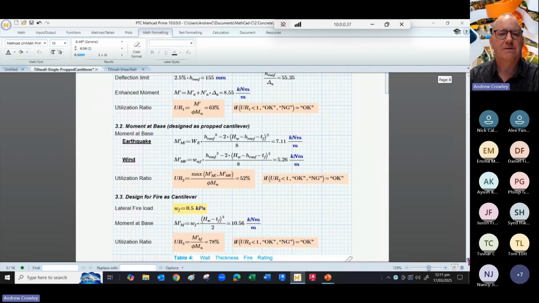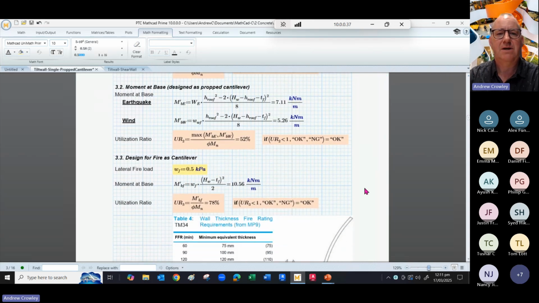Now let's have a look at the moment at the base and regard it as a propped cantilever. So here we have the moment for the earthquake condition and the wind condition. And we want to know which is the maximum. In this case, it's earthquake, and we have our utilization ratio of 52%.